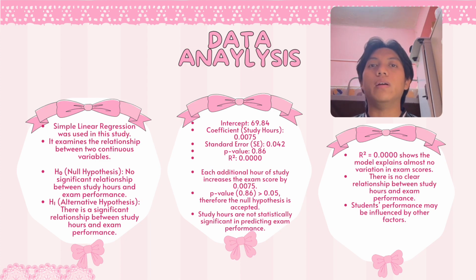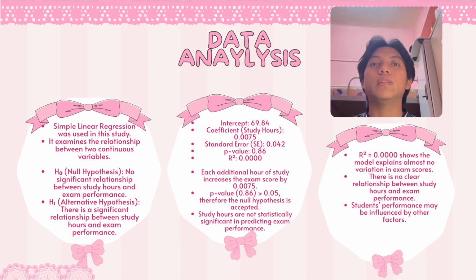Based on the regression analysis, the intercept value is 6.984. The coefficient for study hours is 0.0075 with a standard error of 0.042. In addition, the p-value for the study hours variable is 0.6 and the R2 value is 0.0000.